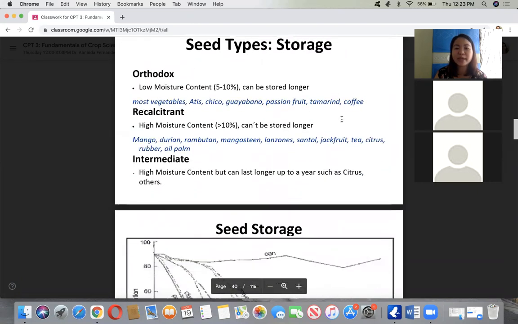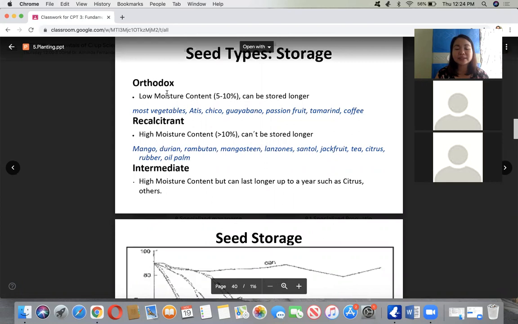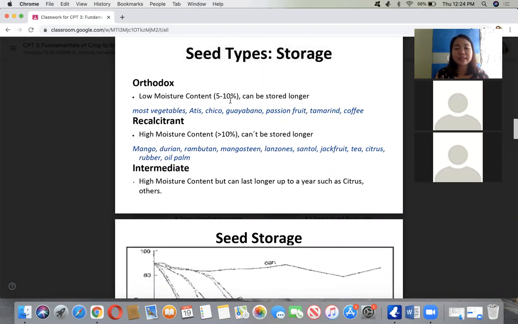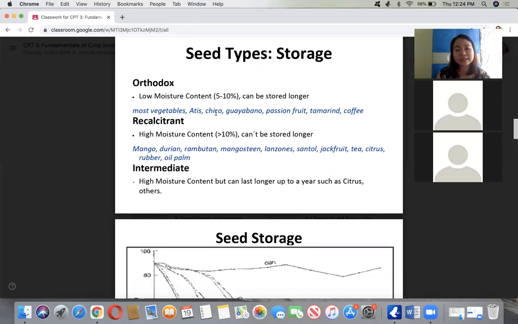So here we go. We have the seed types based on their storage capacities: orthodox, recalcitrant, and intermediate. When you say orthodox, its moisture content is 5 to 10%. And this can be stored longer, even forever. Most vegetables, and also atis, chico, guyabano, passion fruit, tamarind, and coffee.